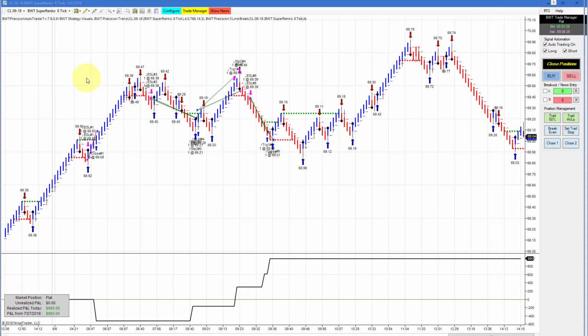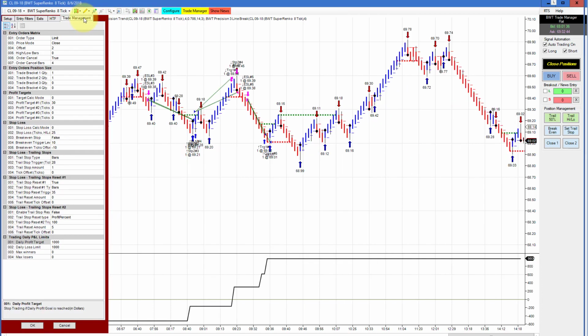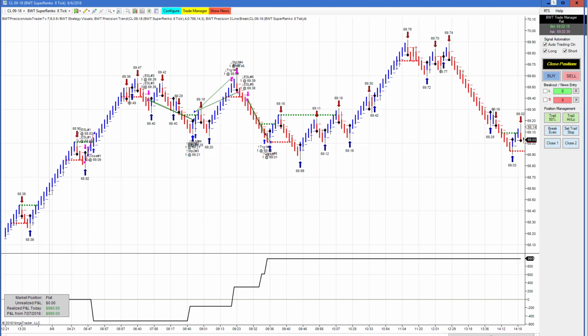Okay, so the corresponding chart on a Super Renko 8 tick to the precision Renko 150 would be the Super Renko 8, and this did 980. It had that similar drawdown, albeit probably not at the same time, and recovered from that and did 980. The goal on this is 1,000. So it had 1 tick slippage per contract.